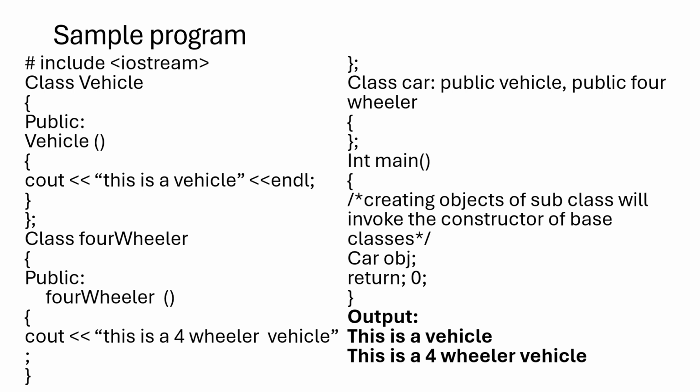Then we have the derived class car. We inherit those two base classes in the derived class as public vehicle, comma, public four-wheeler, which are the base class names. Next, in the main function, we create an object of the subclass, which will invoke the constructors of the base classes. Here car is the derived class name, and by using this class name we create the object. On return 0, it automatically calls both base classes, and the output is printed as "this is a vehicle" and "this is a four-wheeler vehicle".